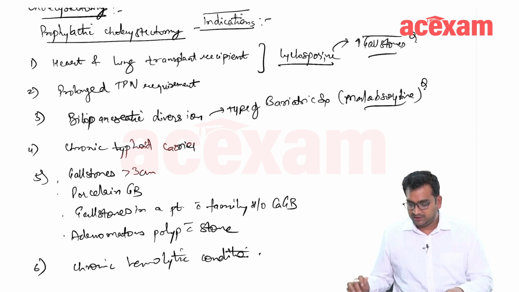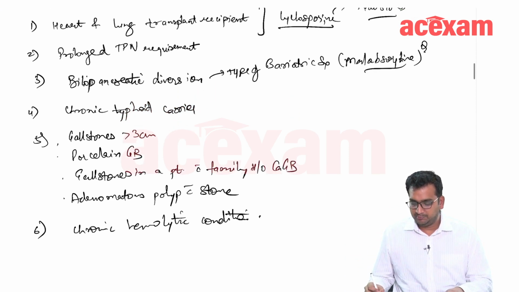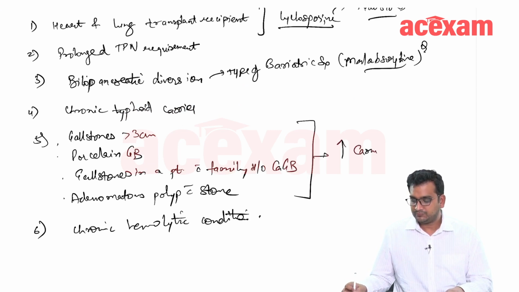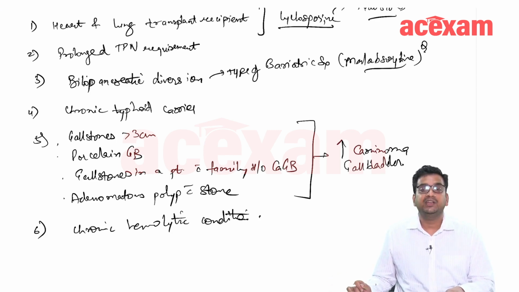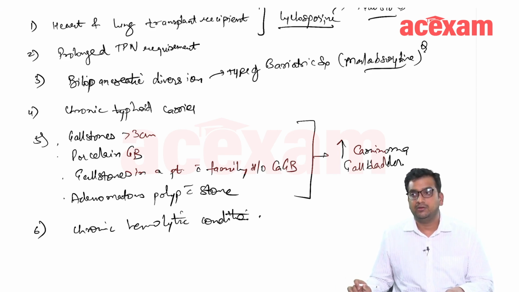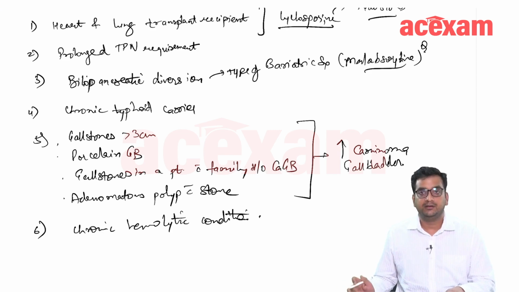Okay. Now in gallstones more than 3 centimeter, porcelain gallbladder, gallstones in a patient with a family history of carcinoma gallbladder, and adenomatous polyp with stone, there are more chances of carcinoma gallbladder. That is why a prophylactic cholecystectomy is preferred. And in patients with chronic hemolytic anemia, if we are performing some other procedure or if there is presence of a gallstone, then we should go ahead and perform a cholecystectomy or a prophylactic cholecystectomy.